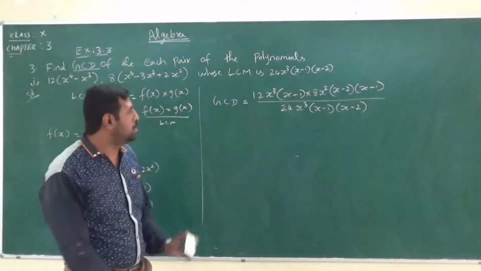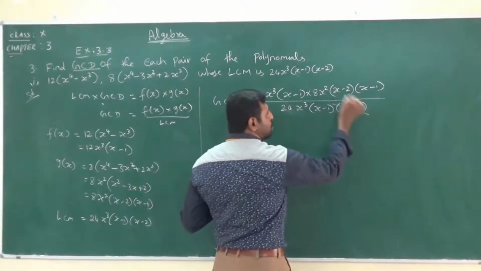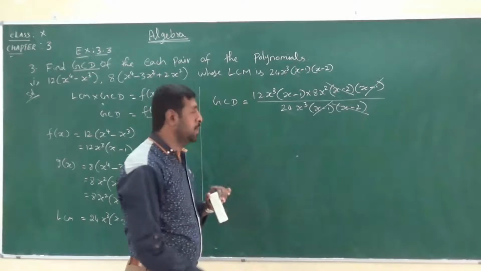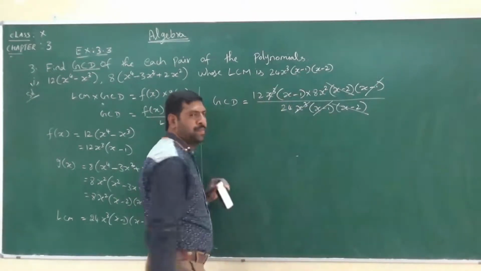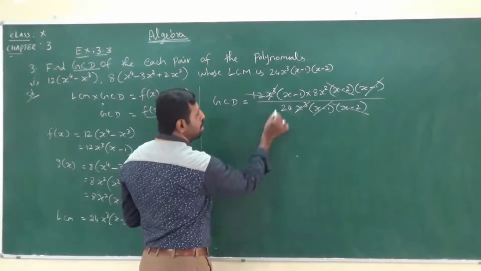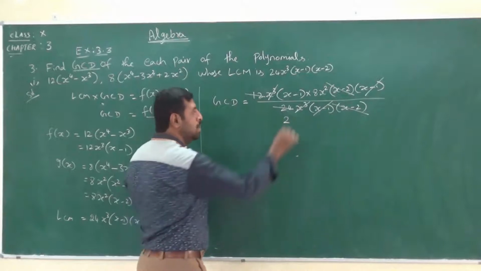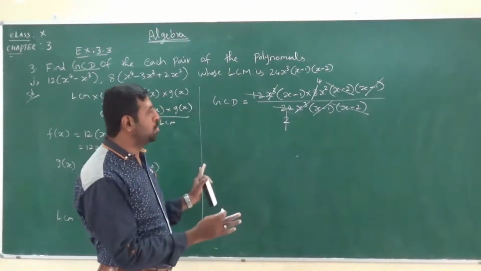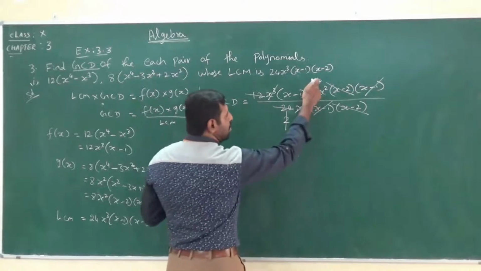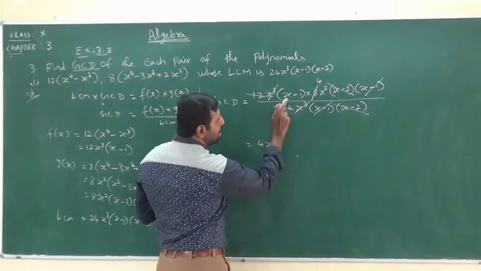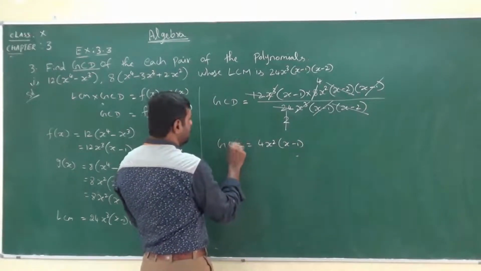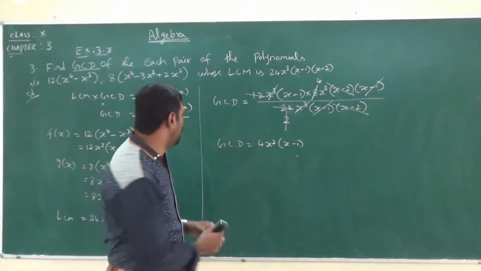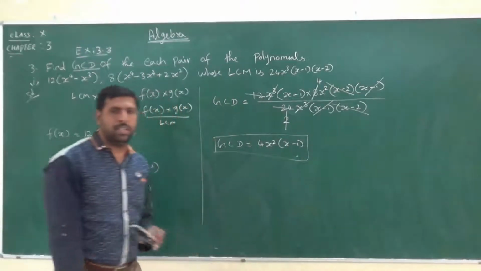Now we reduce the terms. Here we have x minus 2 and x minus 2, x minus 1 and x minus 1, and then x cube. Then 12 ones are 12, 12 twos are 24, and 2 ones are 2, 2 fours are 8. There is no term to reduce again. So the remaining terms are 4x square and x minus 1. Therefore the GCD of the given polynomials is 4x square into (x minus 1).